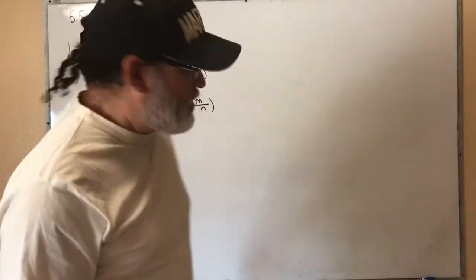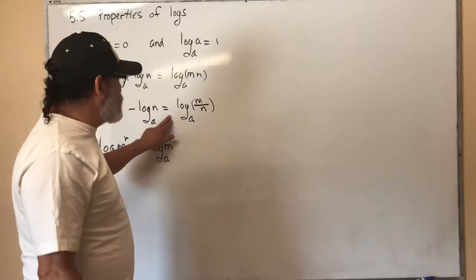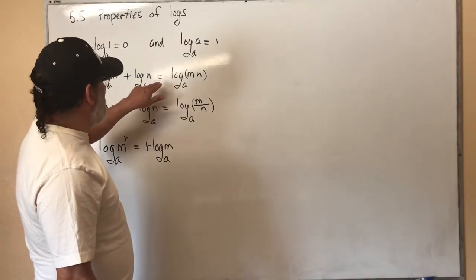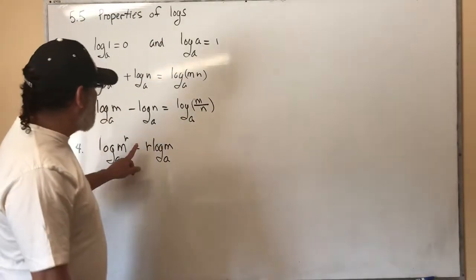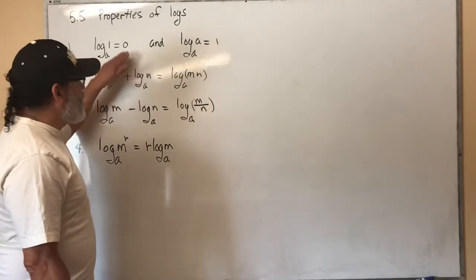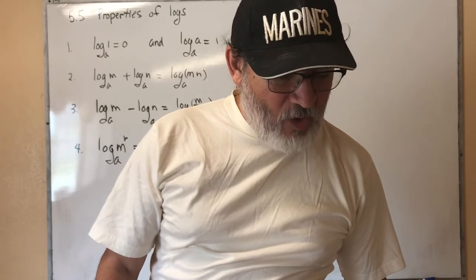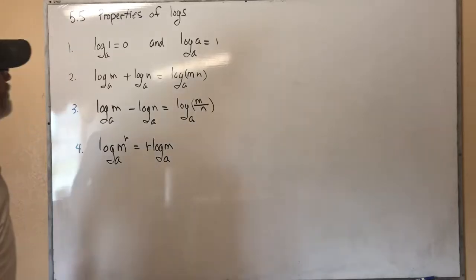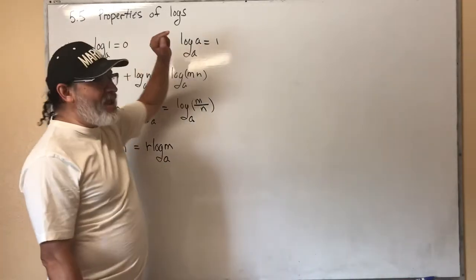They call this the product rule, the quotient rule. I'm sorry. Yeah, they call this the power rule. This is the power rule. This is the quotient rule. This is the product rule. And what do they call this? They call that the logarithm of 1 and the logarithm of A.